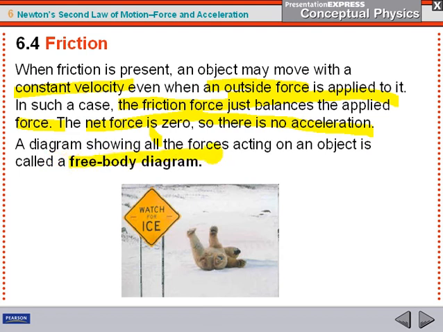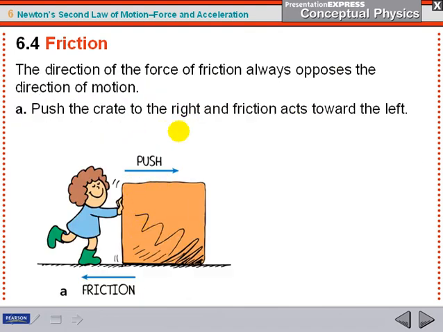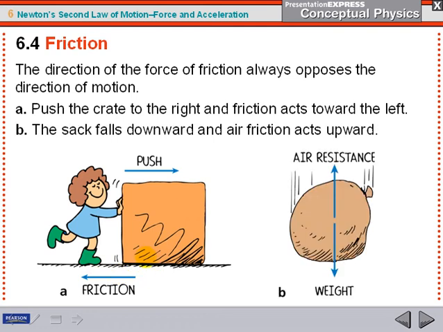A free body diagram showing all the forces on an object is a diagram that we use for this. Here you can see this girl is pushing the crate to the right, and the friction is acting on the left. If you look, the push is as big as the friction, so therefore it won't be accelerating. Here's the air resistance. This bag is falling through the air, and the weight pulling the bag down is equal to the air resistance pushing the bag back up, so the bag is not going to accelerate.